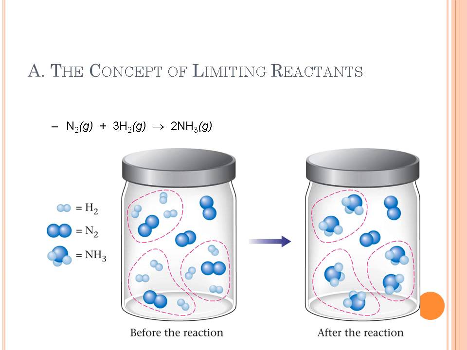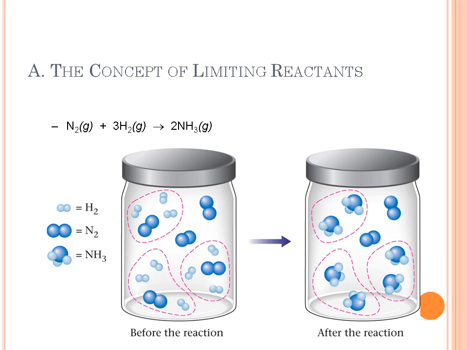A similar thing happens in chemistry. If we look at this equation, it tells us that 1 molecule of nitrogen combines with 3 molecules of hydrogen to give us 2 molecules of ammonia. But it's unlikely that in a real situation that we would have exactly the right numbers of molecules.